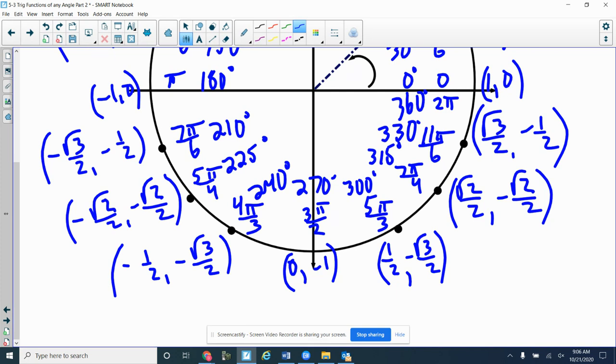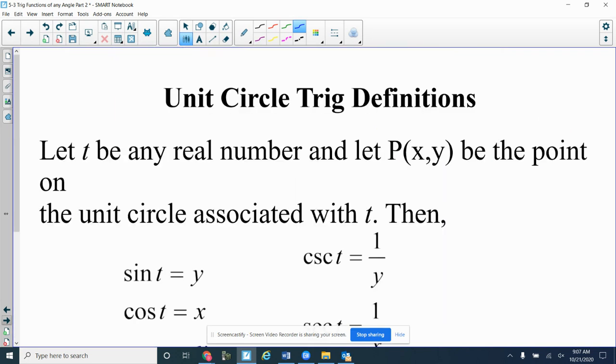Now, everybody have that copy? All right. Oh, this is being recorded. So, the unit circle.